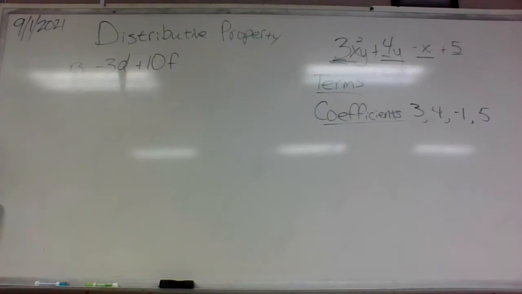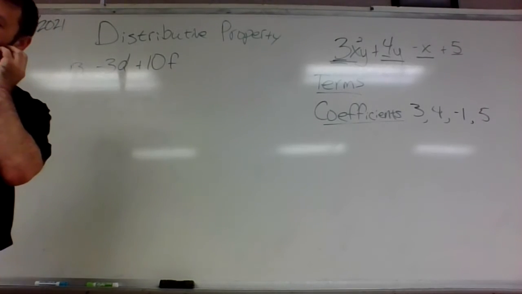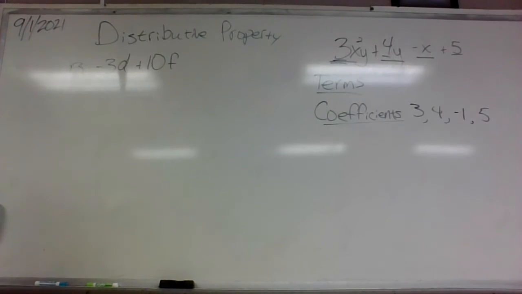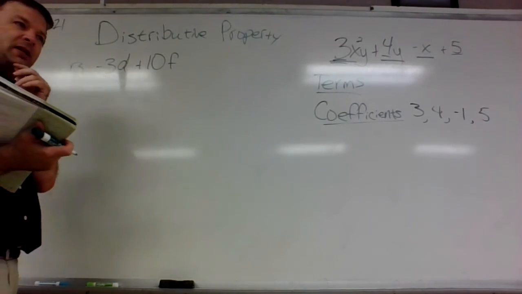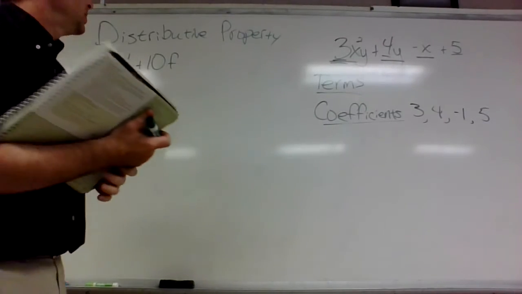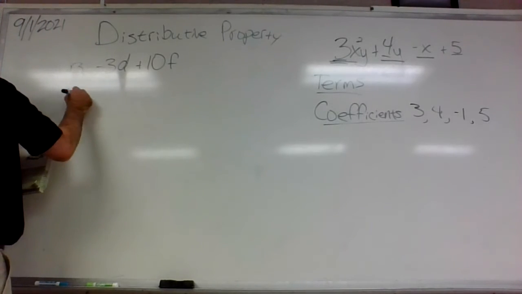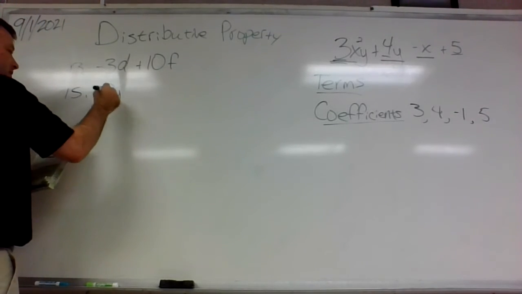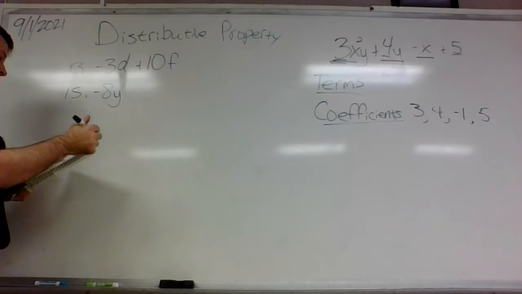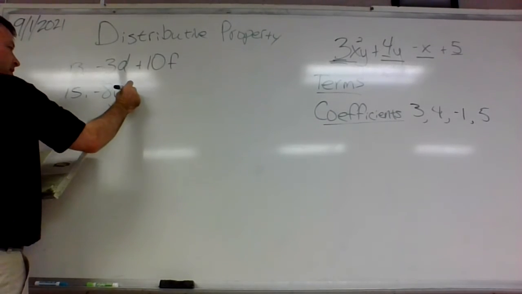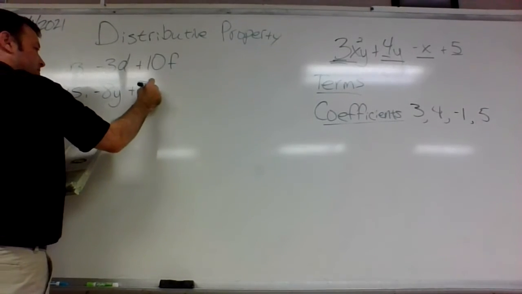Okay, 15. Which of those are like terms? Y minus 9y. So what is 1y minus 9y? Negative 8y. And does that join with the 3y squared? No. So what am I gonna do? Plus 3y squared. Write it on there.